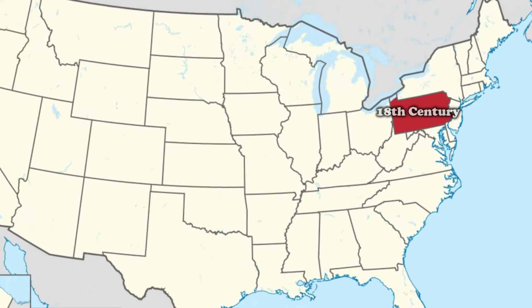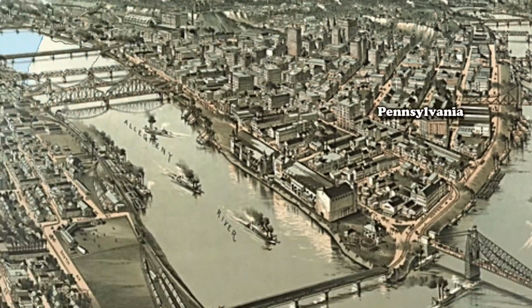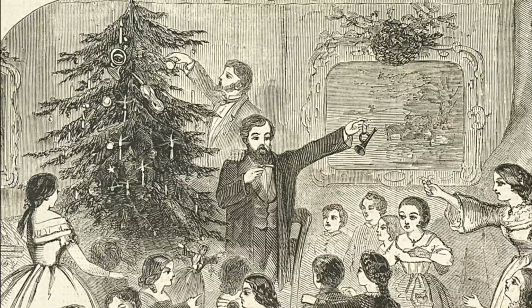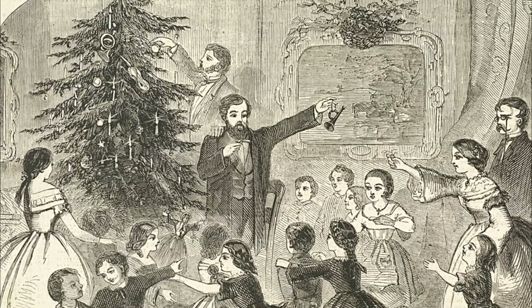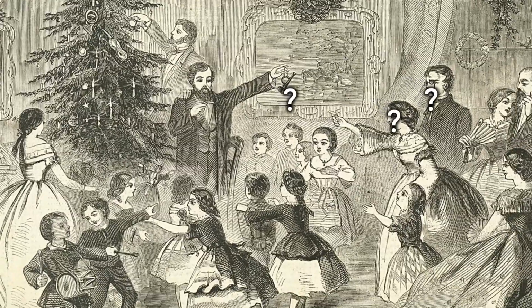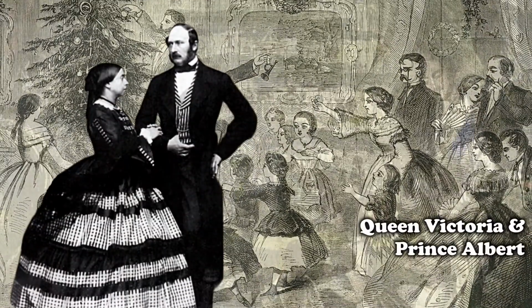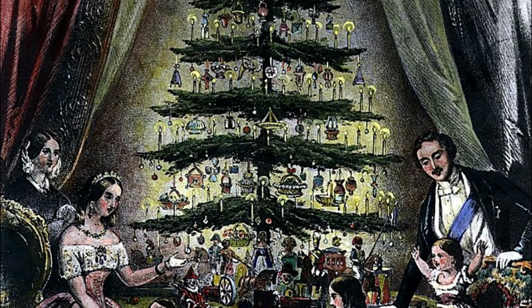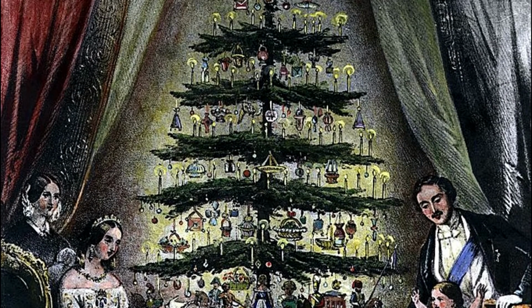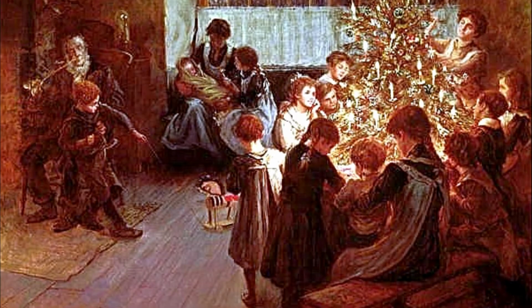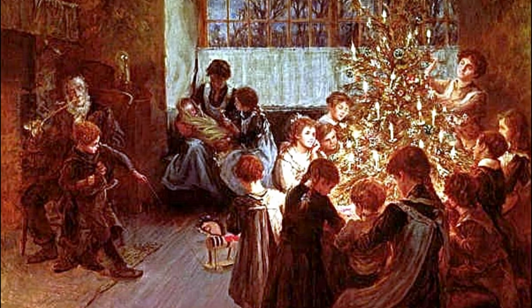Later in the 18th century, German settlers in Pennsylvania decorated community trees, and soon the trees found their way into the individual homes of German families. But most of the country was still skeptical about it, considering it a pagan practice, until Queen Victoria and Prince Albert were depicted in a popular newspaper in 1848 standing around a Christmas tree with their family. Then the Americans were convinced that Christmas trees were desirable holiday decorations.